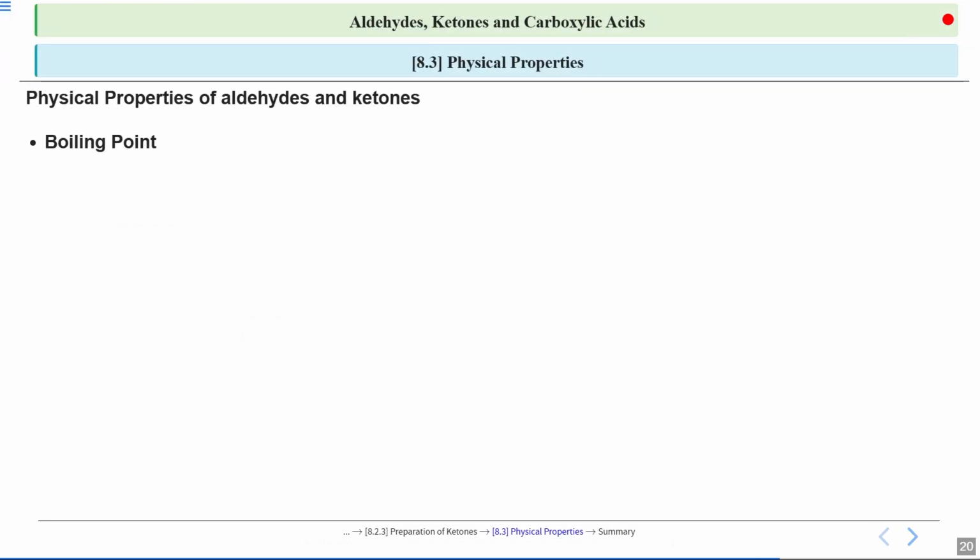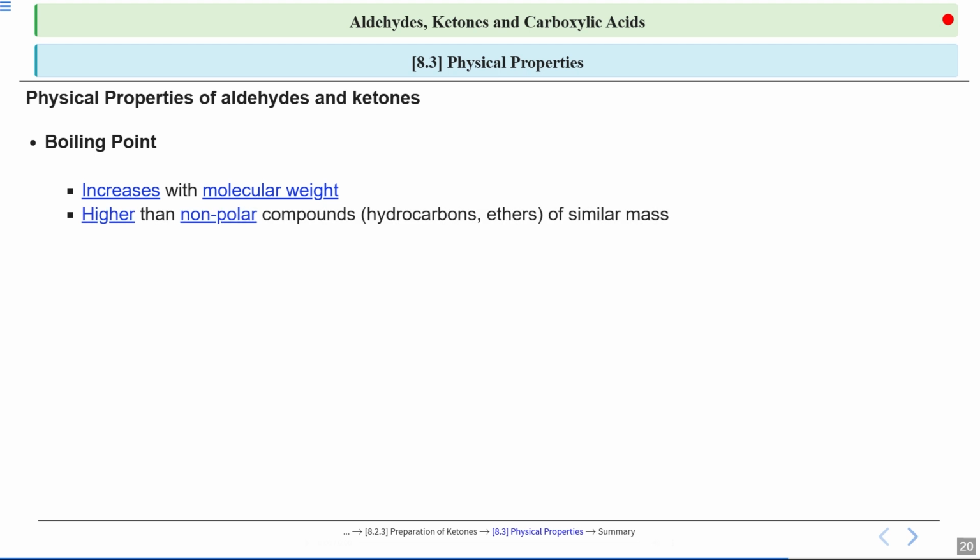Next, moving on to the physical properties, we will talk about boiling point. Aldehydes and ketones have boiling points that increase with their molecular weight. Why? Because as the molecular weight increases, the boiling point rises, because large molecules have more surface area, and more surface area leads to stronger intermolecular forces.